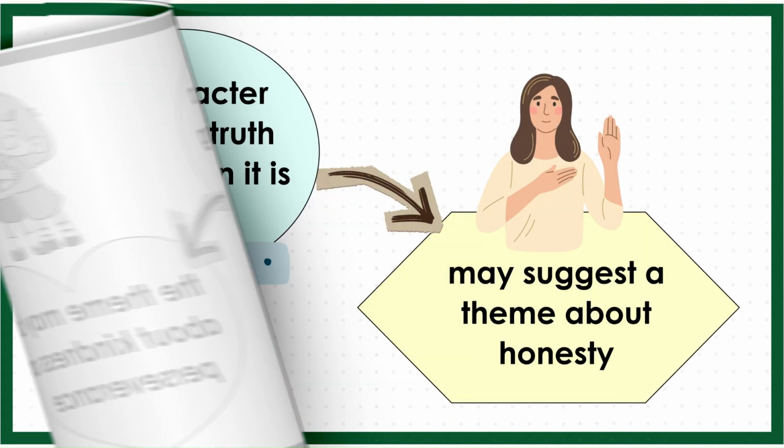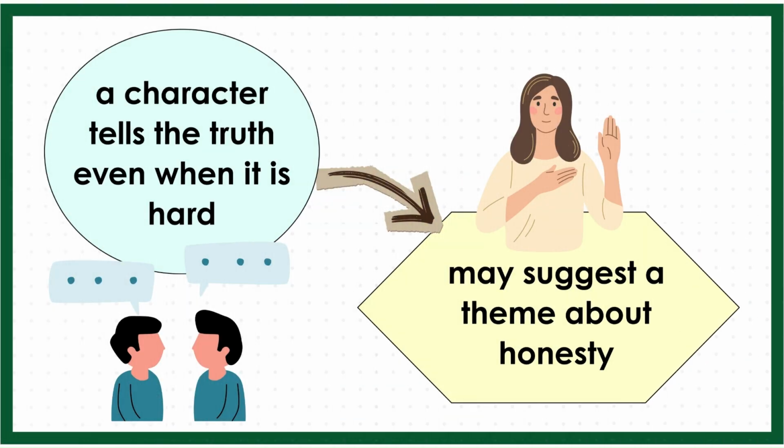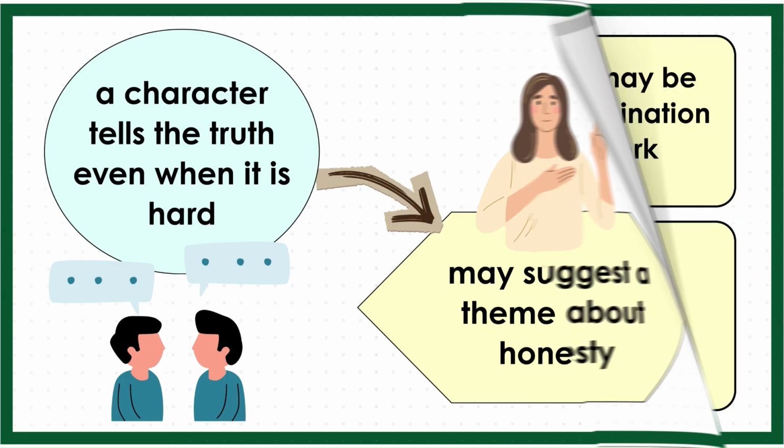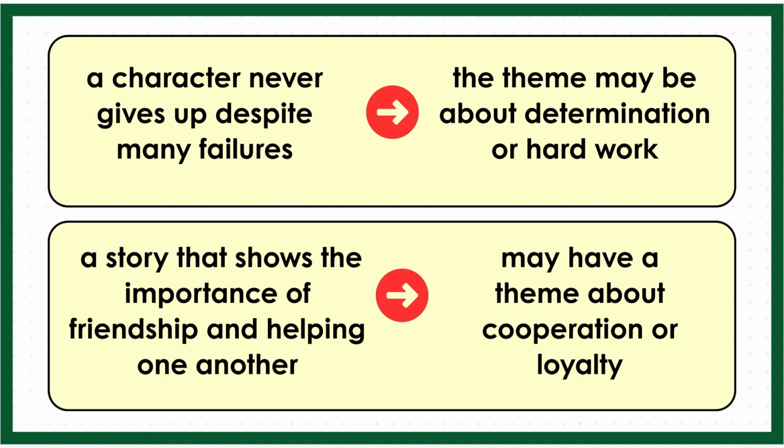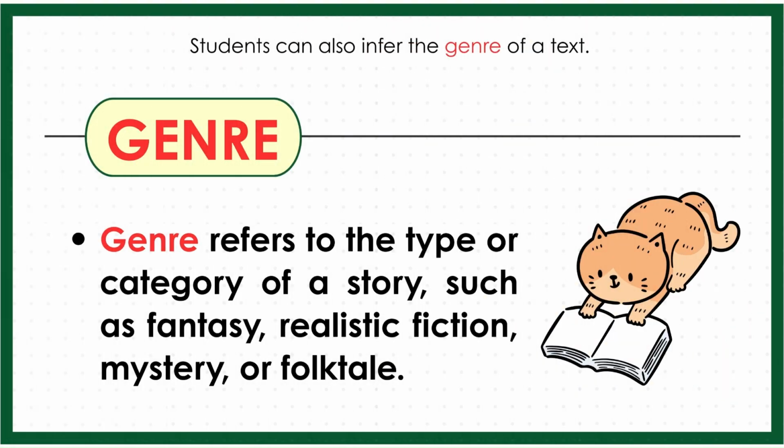perseverance. For example, when a character tells the truth even when it is hard, it may suggest a theme about honesty. If a character never gives up despite many failures, the theme may be about determination or hard work. If a story shows the importance of friendship and helping one another, it may have a theme about cooperation or loyalty. Now, let us talk about genre.